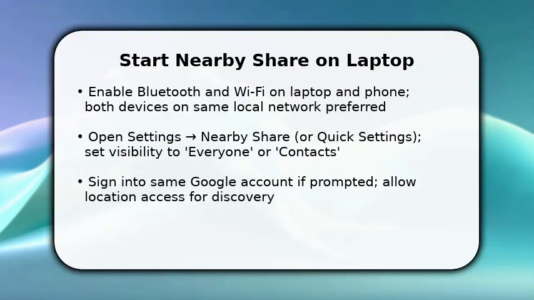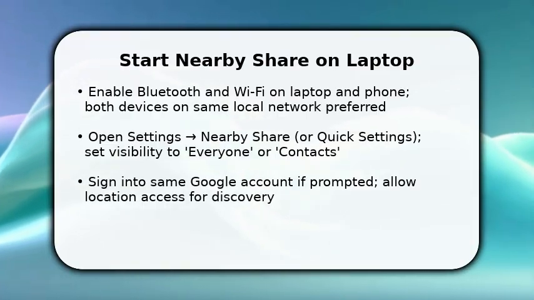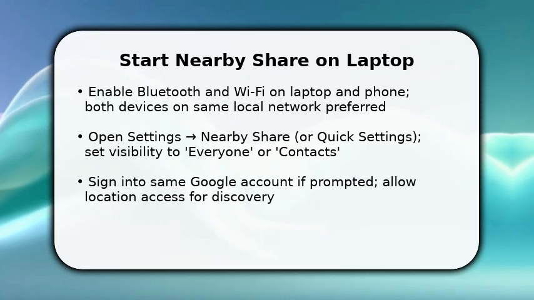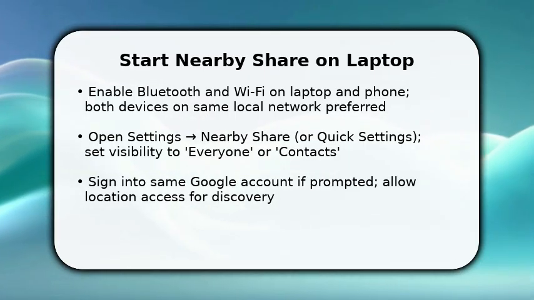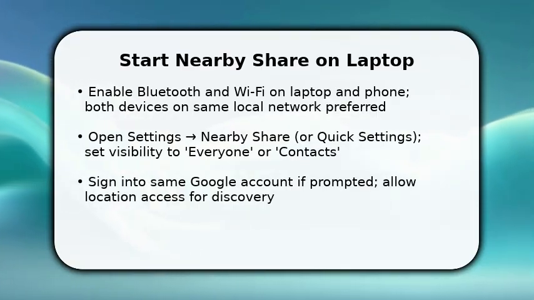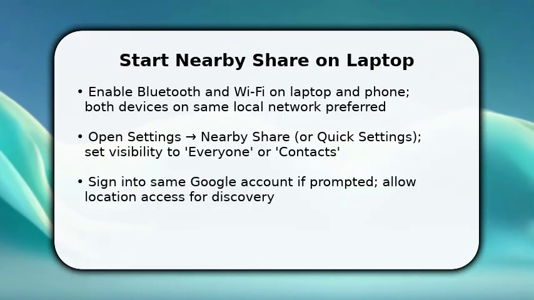You begin by turning on Bluetooth and Wi-Fi on both devices. This is how discovery works and transfers route. On your laptop, open Nearby Share from Settings or the system tray, then set visibility so your phone can see the laptop. Once done, confirm your phone's Nearby Share is enabled and visible too. Signing into the same Google account speeds pairing and avoids permission prompts.